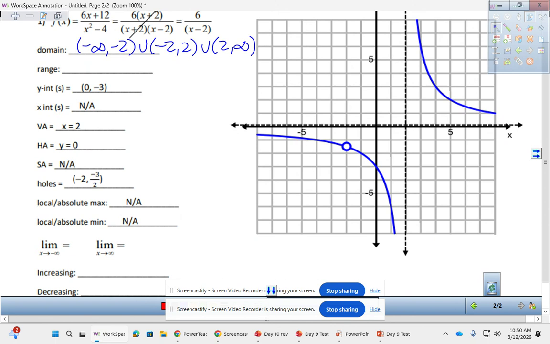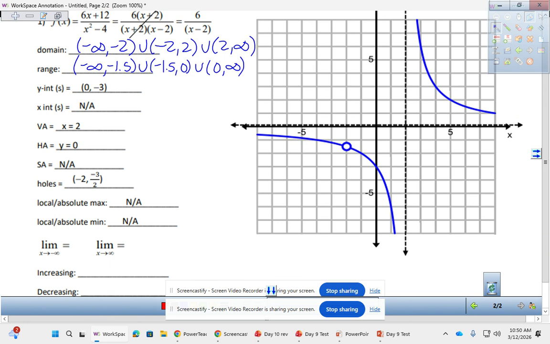So that's my domain. My range comes from my hole and my horizontal asymptote. So my hole is -1.5 and my horizontal asymptote is 0. -1.5 comes before 0, so I'm going to do the same thing, but I'm going to do -1.5 first. Domain and range. Anybody have questions on that?